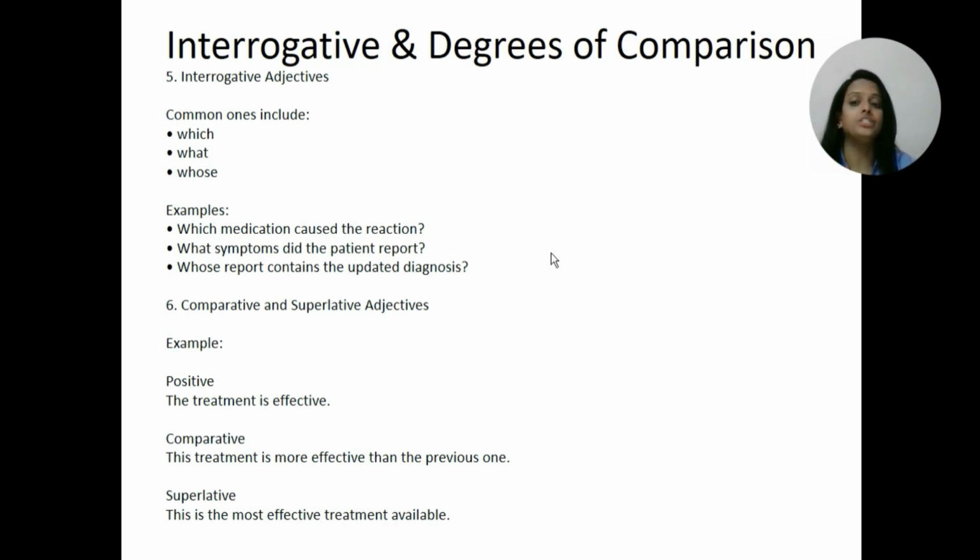And then comparative and superlative adjectives. So this one expresses the degrees of comparison. For example, positive degree means the treatment is effective. This means something is positive, right? And when we say comparative, that means comparing with another one. This treatment is more effective than the previous one. So here we are comparing. And superlative, that means which is the best. This is the most effective treatment available. So that one is the superlative degree.